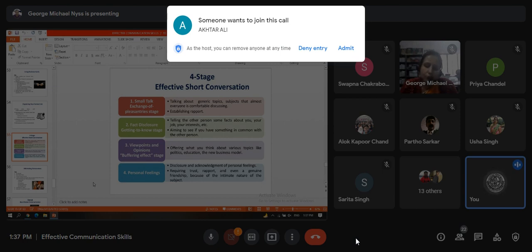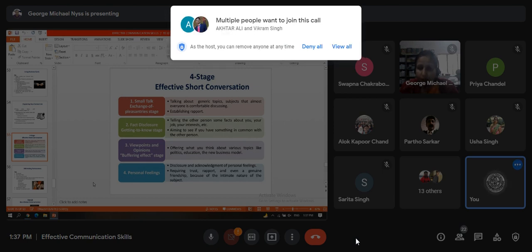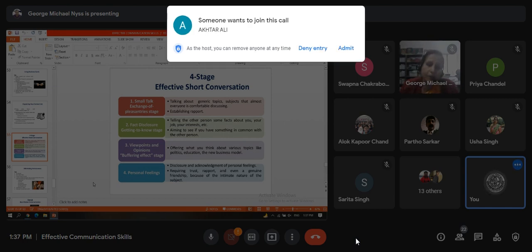So you can use this method also, and you can offer what you think about these topics: political topics, educational topics, or new business techniques. This type of topic you can use in an effective short conversation. You can also use personal feelings, that is, disclosure and acknowledgement of personal feeling, requiring trust, rapport, and even a genuine friendship because of the intimate nature of the subject. So you can use this stage that I am sharing with you in an effective short conversation.